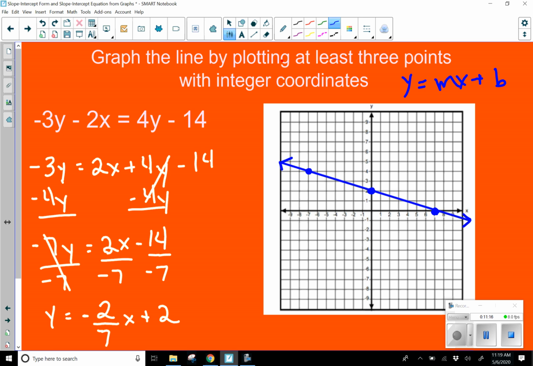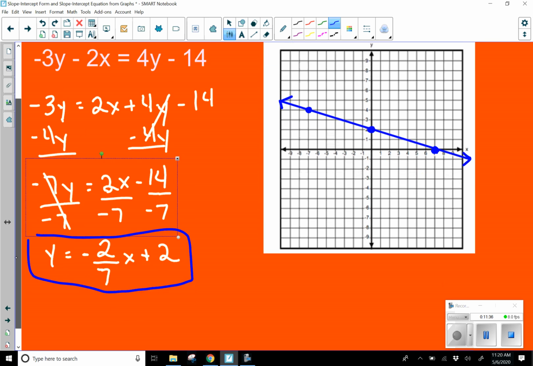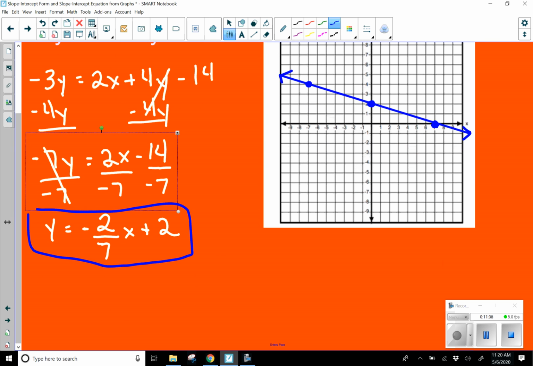I need to get y by itself, so I'm going to divide through by -7. What we do on one side, we have to do to each term on the other side, and that's going to leave us with a final equation of y equals -2/7 x plus 2, which means that our y-intercept is 2, and our slope, let's fill that in, b equals 2, and our slope then is -2/7.